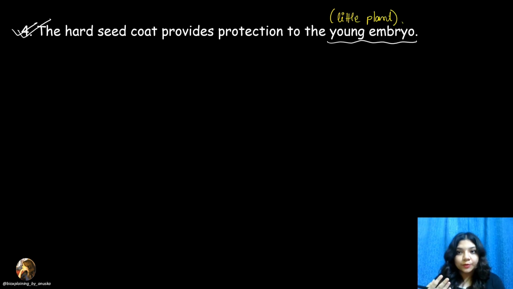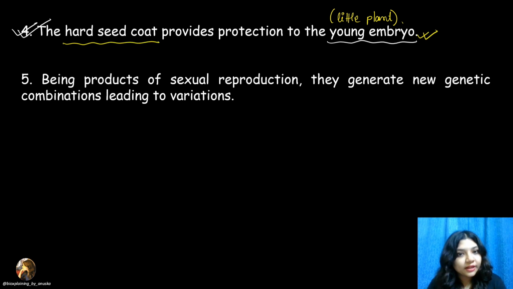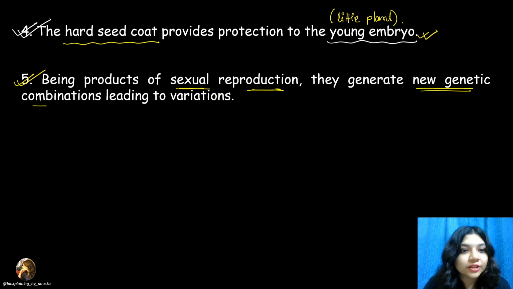कि young embryo को हम लोग क्या कहते हैं? This young embryo, this is known as the little plant. Right, the baby plant. We call it to be. This in the future will become the proper full plant. So the hard seed coat which is present, right, that provides protection to the young embryo. Then, because these are products of sexual reproduction, what will they do? They generate new genetic combinations.